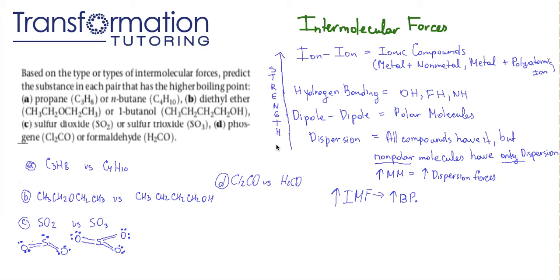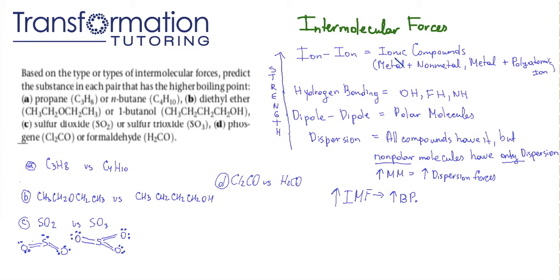They can basically be divided into 4 categories. I have listed these categories in order of strength from the strongest to the weakest, and I also wrote a little way to recognize them. The first intermolecular force is ion-ion, which is the strongest force.